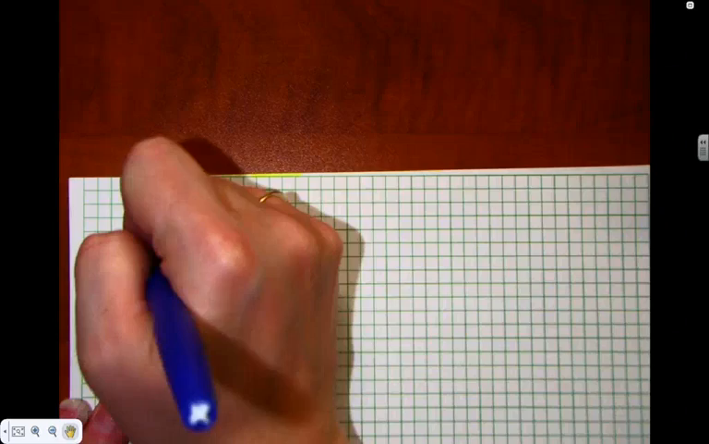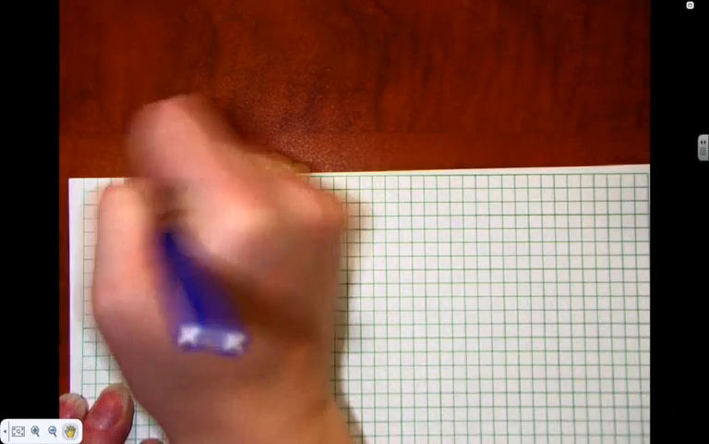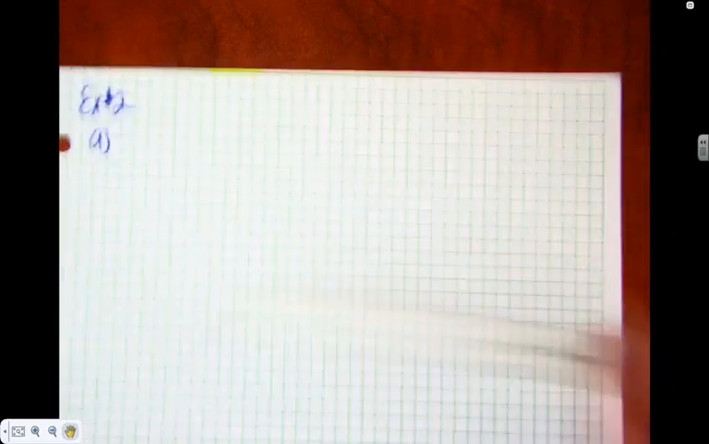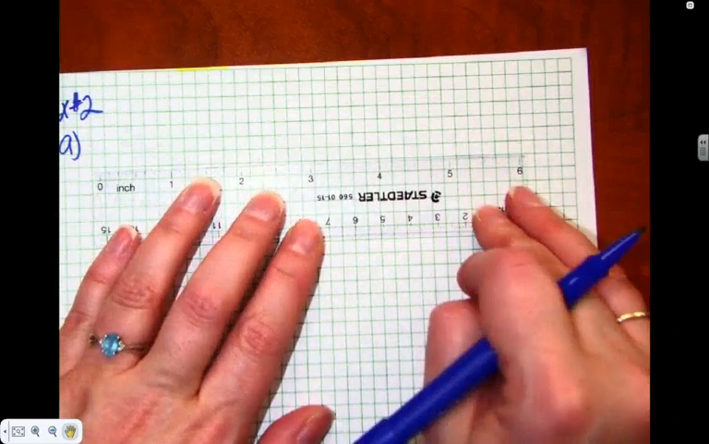Okay, create a table. I did the last one vertically, so I'll do this one horizontally. Again, it's completely your choice.